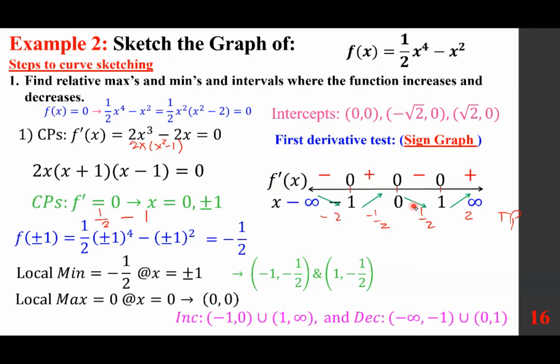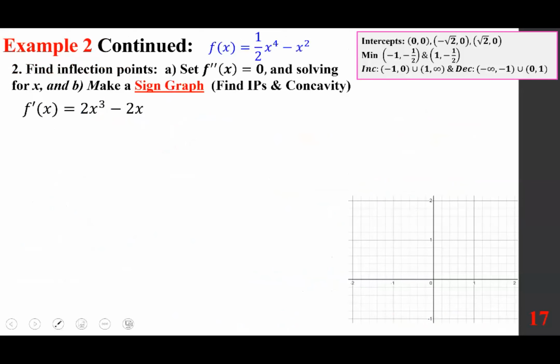We want to move on to the next step, which is finding inflection points. So we're going to move on because we don't have enough room here. We're going to move on to the next page, and we are going to write the function, its derivative, and the information we got: intercepts, minimum, where the function is increasing, where the function is decreasing. 0, 0 is an x-intercept. It is also the y-intercept. It is also the location of the max. So this is the information from the previous page.